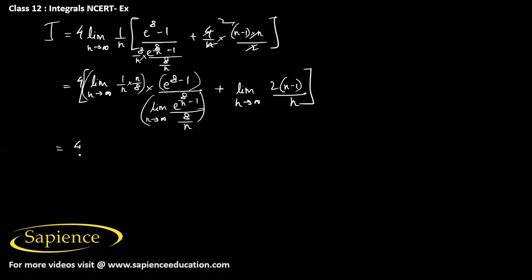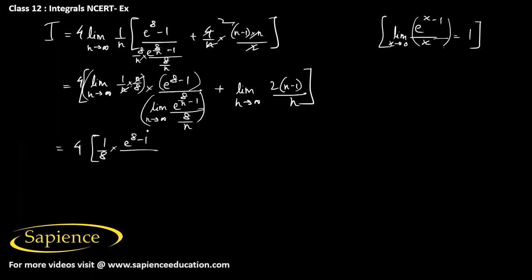So this will be equal to 4 into, this n and n will cancel. So this will be 1 by 8 and into e power 8 minus 1. Now we know that limit x tends to 0 of e power x minus 1 by x is equal to 1. This we know. So therefore we can write it as 1 plus limit n tends to infinity 2 into 1 minus 1 by n. Here we can put infinity since 1 by infinity will be 0.